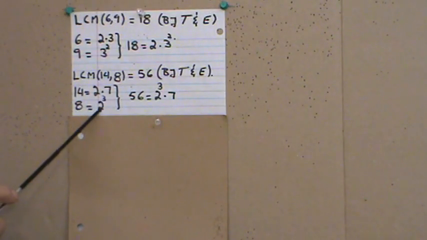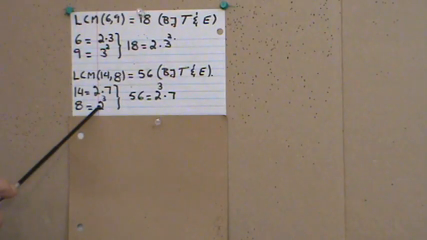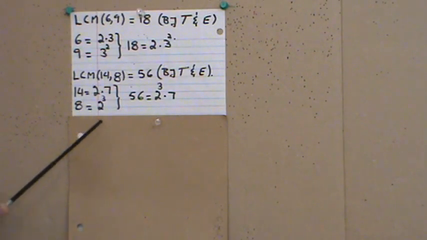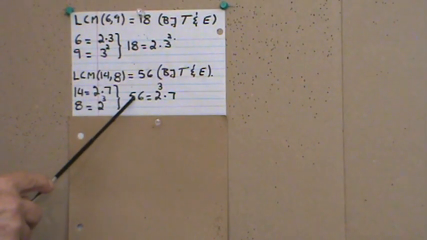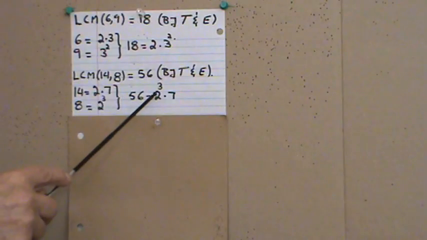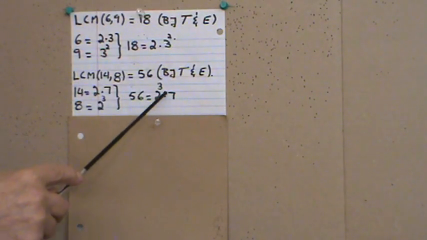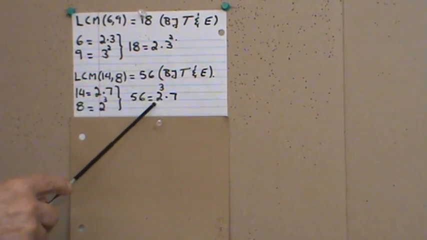8, the prime product of that is 2 times 2 times 2. Writing in exponential form is 2 to the 3. Now I go and use prime decomposition of 56, and I found it to be 2 to the 3 times 7. I wrote it in exponential form.